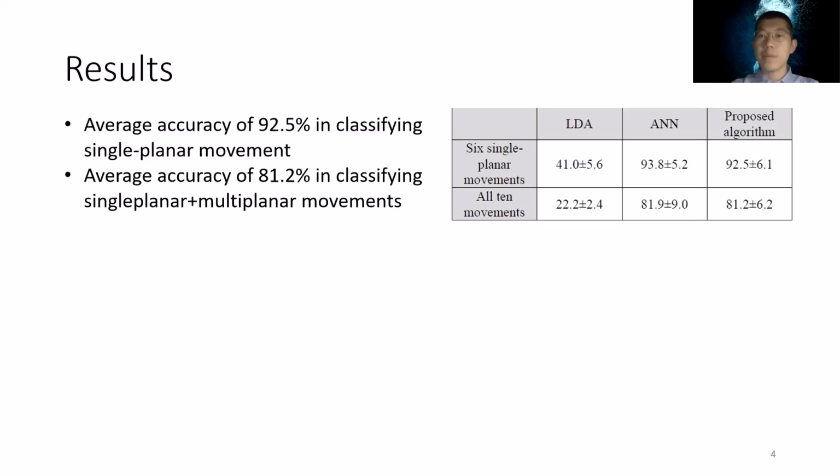To evaluate the performance of our proposed algorithm, we compared it to 2 commonly used approaches, which are linear discriminant analysis and a 3-layer fully connected artificial neural net. In the table, you can see that our proposed algorithm showed approximate accuracy with the artificial neural net in terms of classifying both single-planar movements and multiplanar movements.